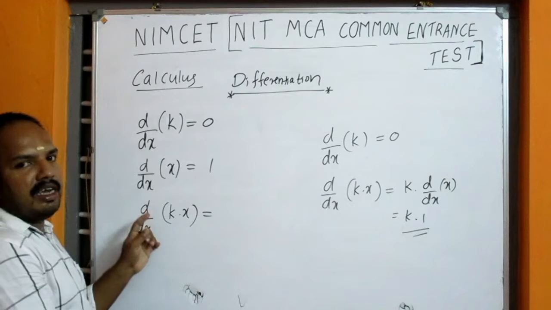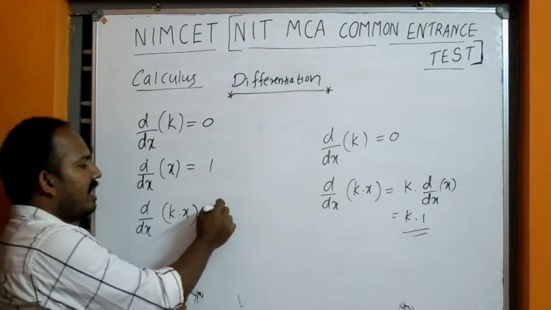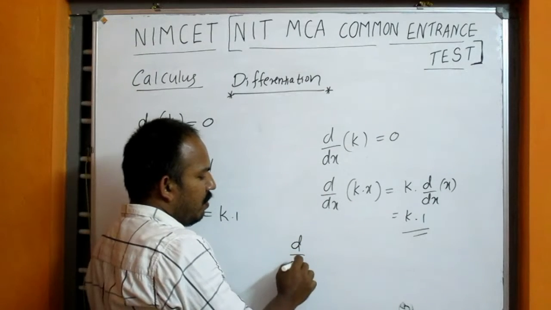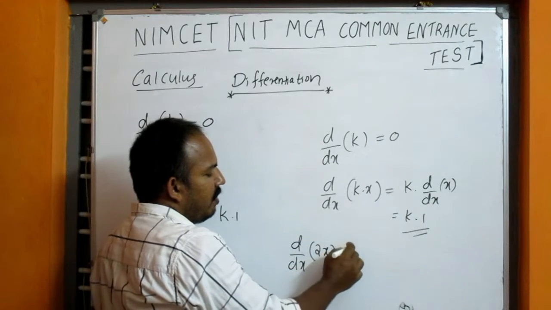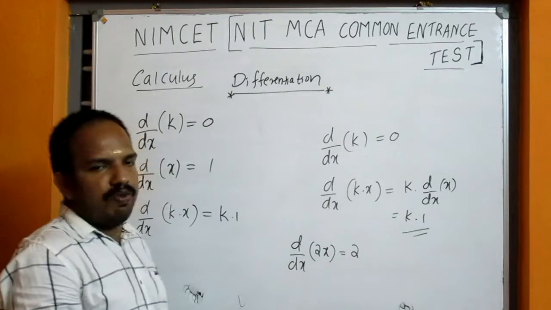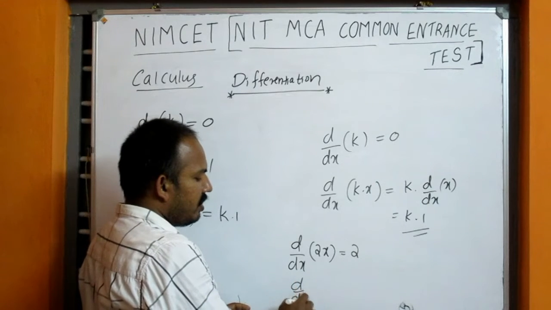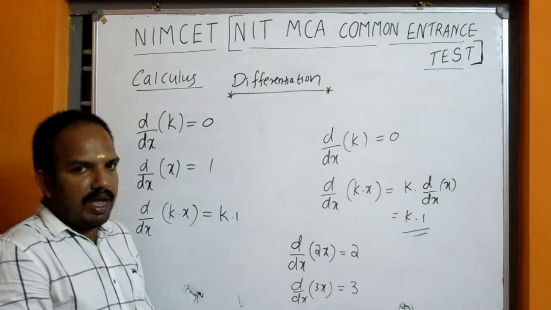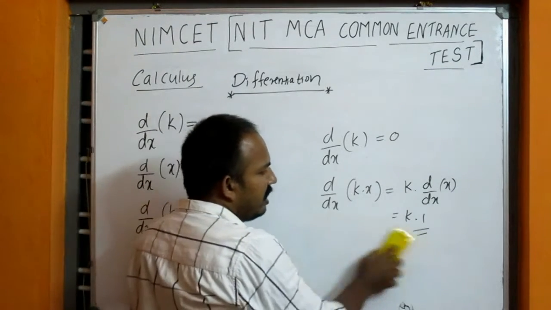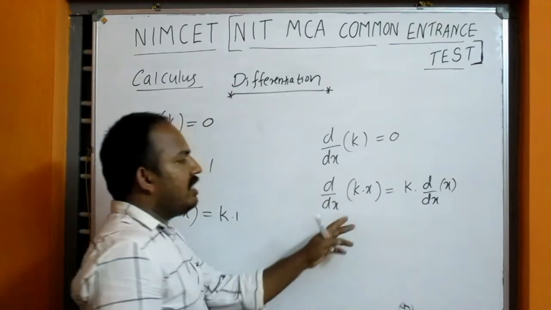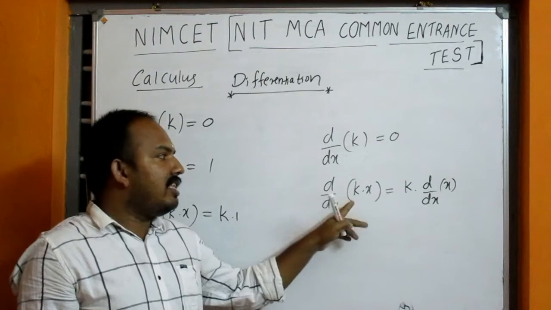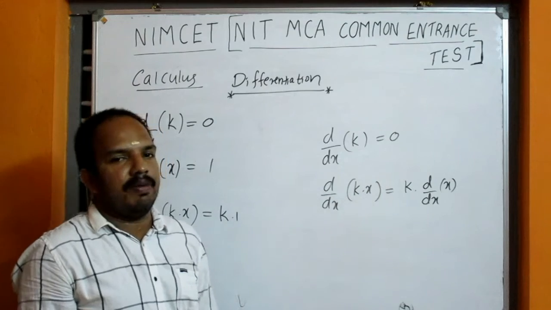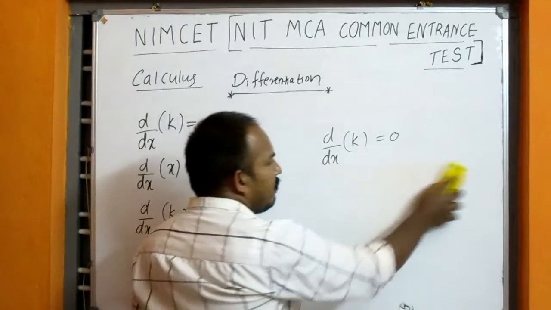So I just teach this formula. D by dx of kx means k into 1. For example, d by dx of 2x equal to 2 into 1, that is 2. D by dx of 3x equal to 3 into 1, that is 3. So the derivative of a constant is 0, but if the constant is in the form of k into x, then this is not 0. Clear? So just take the constant outside and differentiate that term, that is x. Derivative of x is 1.